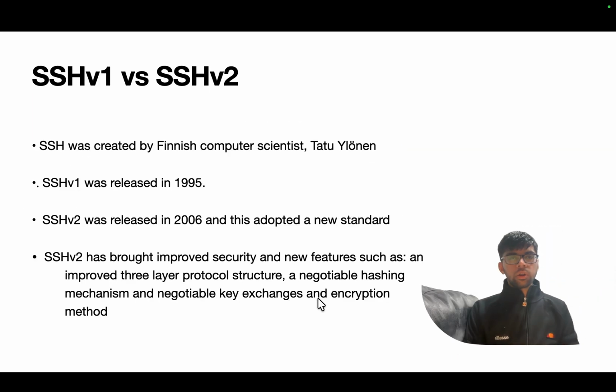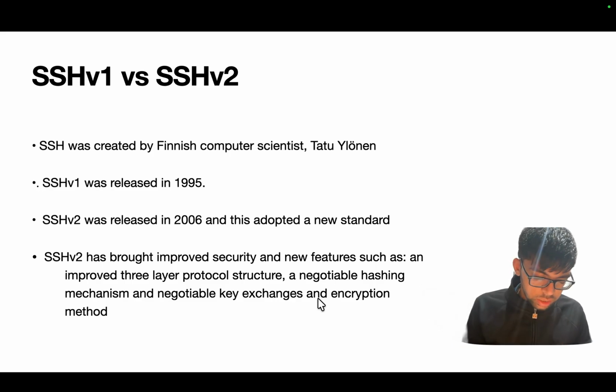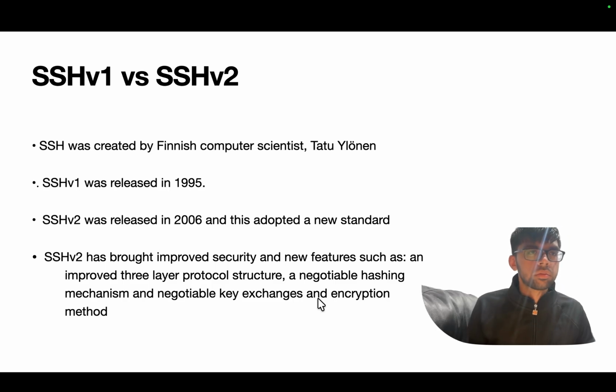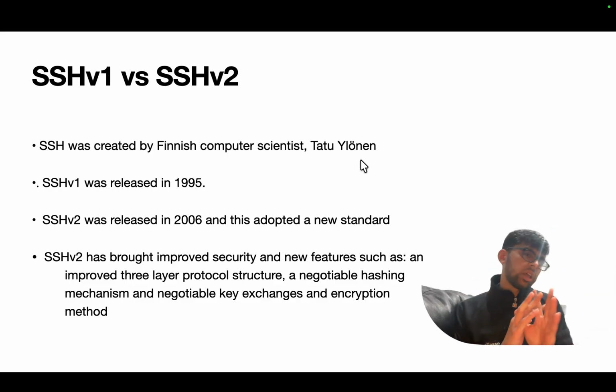Now, you might not know, but there are 2 types of SSH: SSH version 1 and SSH version 2. SSH version 1 was released back in 1995, okay? Can you believe it, 30 years ago? And that was the first version, created by a Finnish gentleman back in 1995.